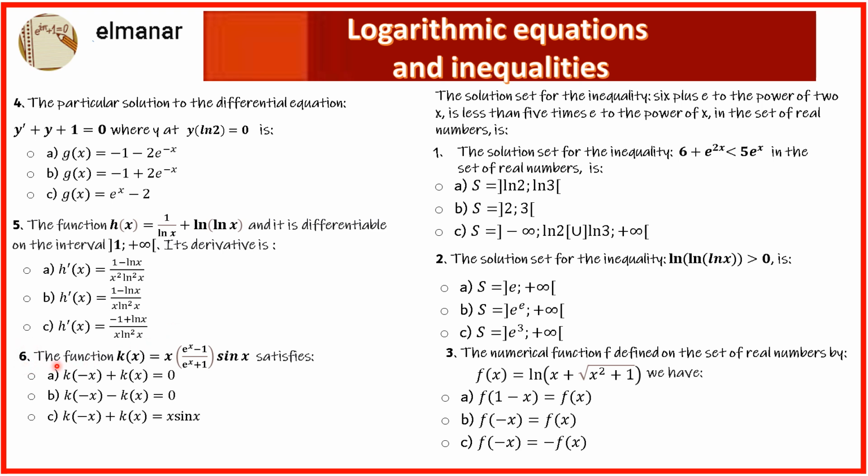Question 6. The function k of x equals x times the quantity e to the power of x minus 1 divided by e to the power of x plus 1 times the sine of x satisfies A. negative x plus k of x equals 0. B. k of negative x minus k of x equals 0. C. k of negative x plus k of x equals x times the sine of x.